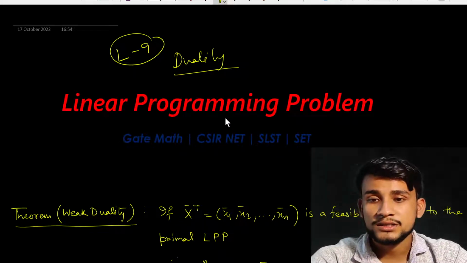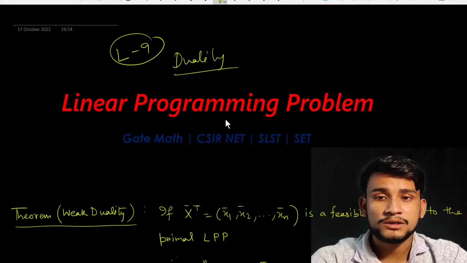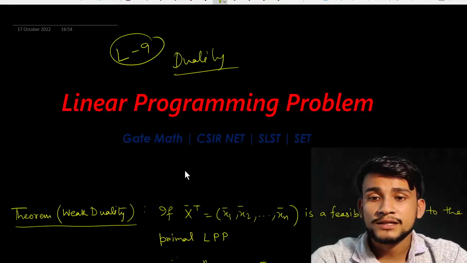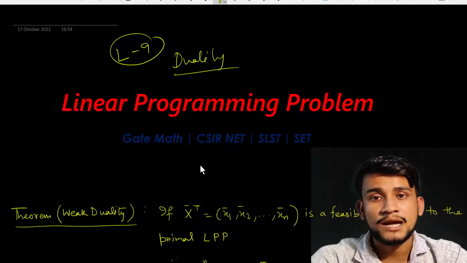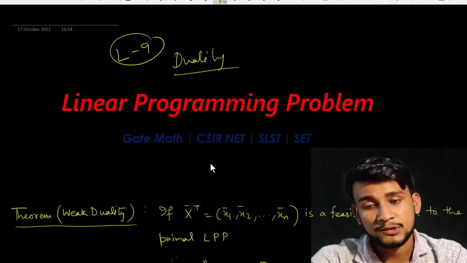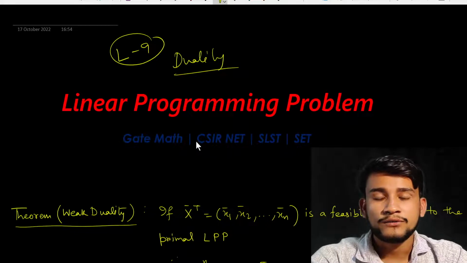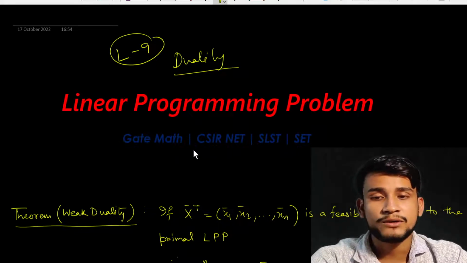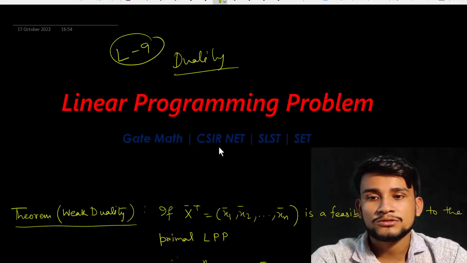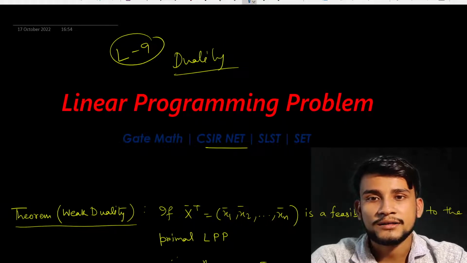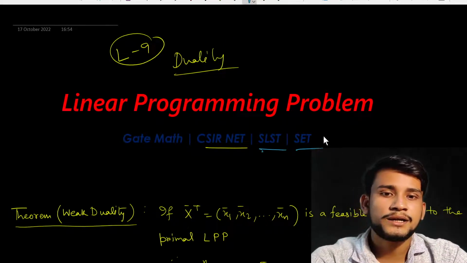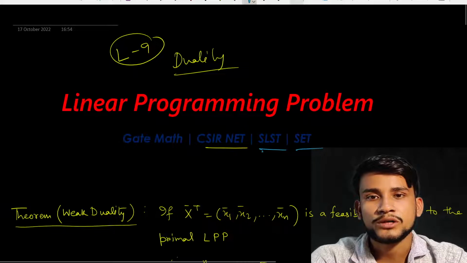questions come in GATE, obviously. There are various types of theorems and examples, and applications of theorems in duality. So read the duality very carefully. This is a very important chapter for the GATE exam, and it is also helpful for CSIR NET, the SLST exam, and also for the SET exam.